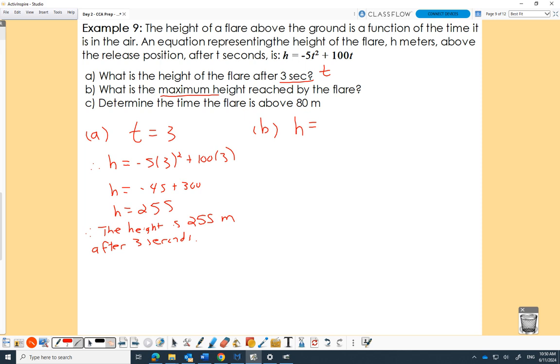Here's the whole procedure again, friends. Common factor out that A value. Negative 5 t squared, 100 divided by negative 5, negative 20t. That was step 1.